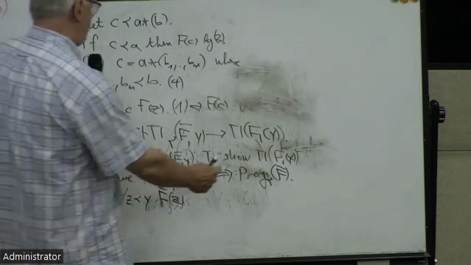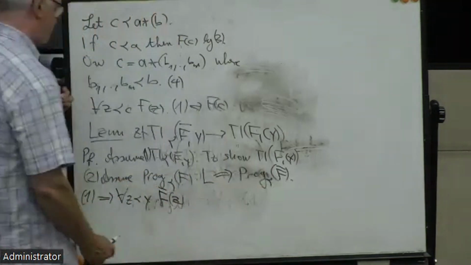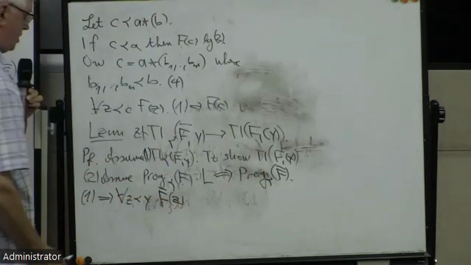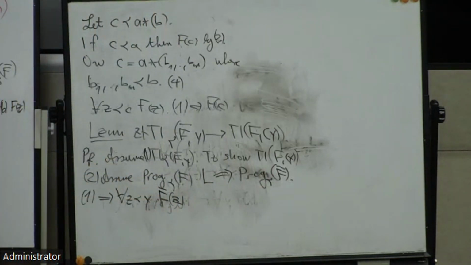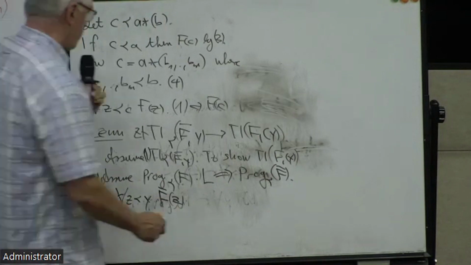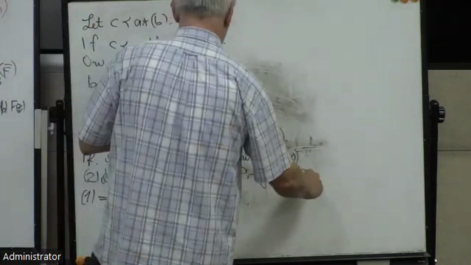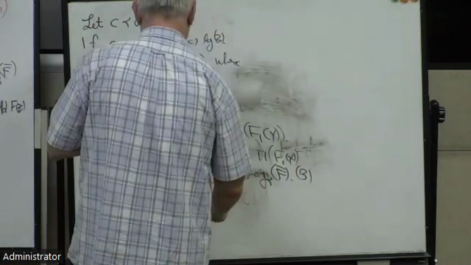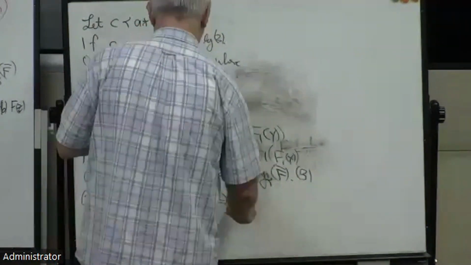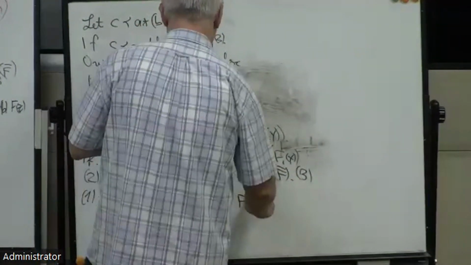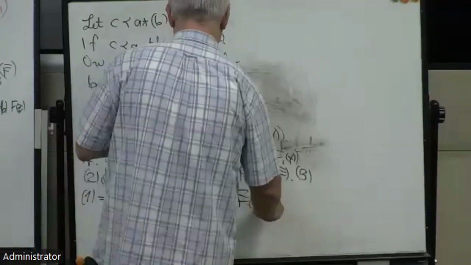Now I have here the progressiveness of f bar. Here is the beginning of a transfinite induction. So by 3, call this assumption 3, 3 implies then f bar of y.